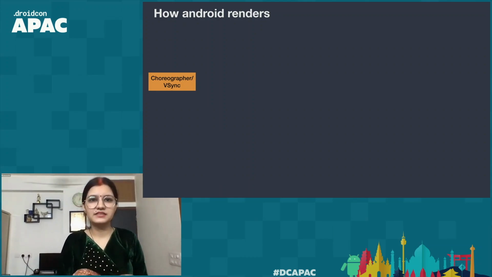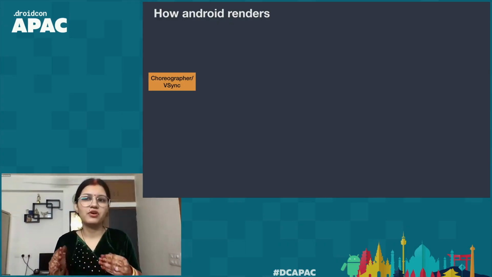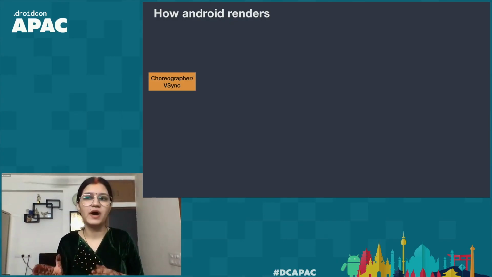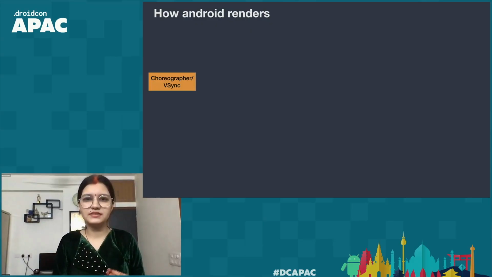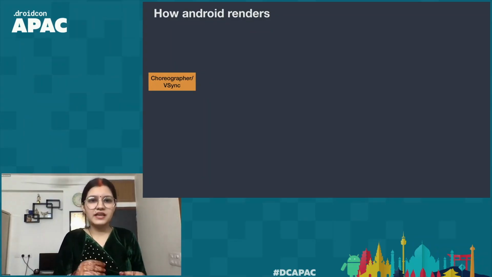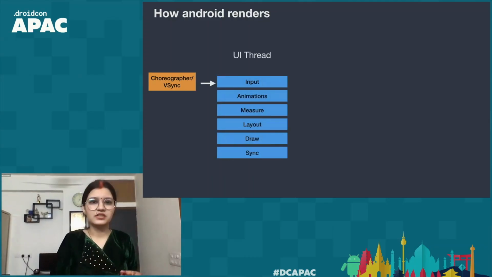So for that, let's get a brief background about how Android renders so that we can better understand why an optimization is required, and what causes the janky behavior. In most of the devices today, the refresh rate is about 60 FPS, which is 60 frames per second. Whenever a screen refresh is required, there is a process called vertical sync, which triggers an Android OS class, Choreographer, and all the processes start from there.